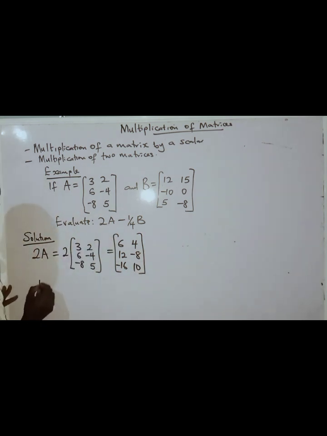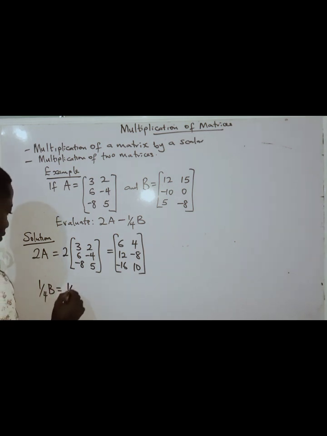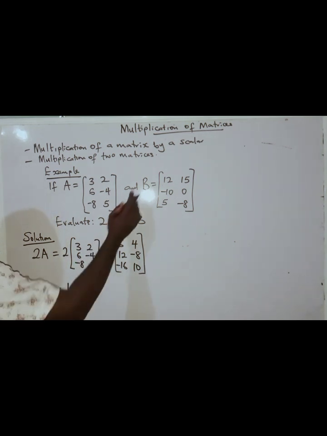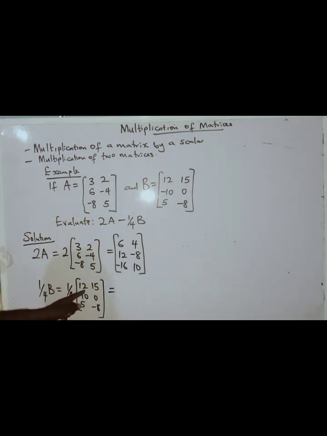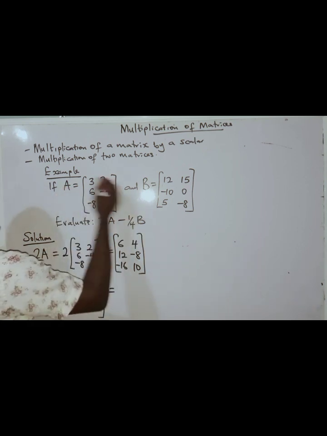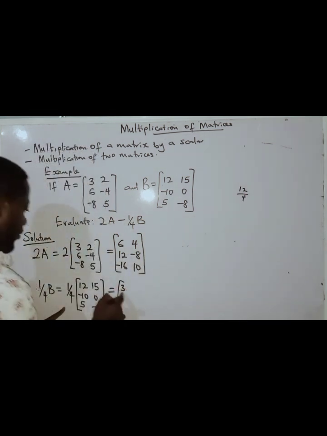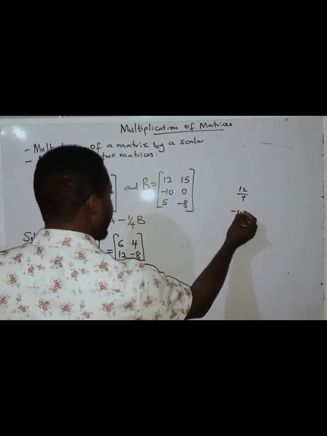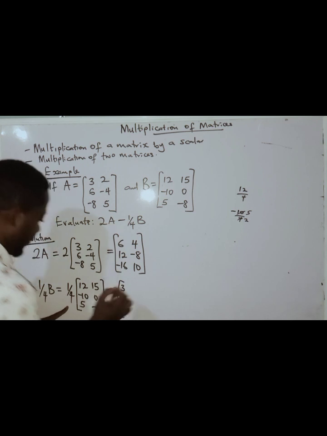Now, moving on to the next one, which is 1 over 4B. The scalar here is 1 over 4, and we're going to use it to multiply all the elements of matrix B. So I'm going to have 1 over 4 multiplied by 12, minus 10, 5, 15, 0, minus 8. So 1 over 4 times 12 simply means 12 over 4, and 12 over 4 is 3. The next one, 1 over 4 times minus 10, simply means minus 10 over 4, and that's going to give us minus 5 over 2. So I'm going to have minus 5 over 2 here.